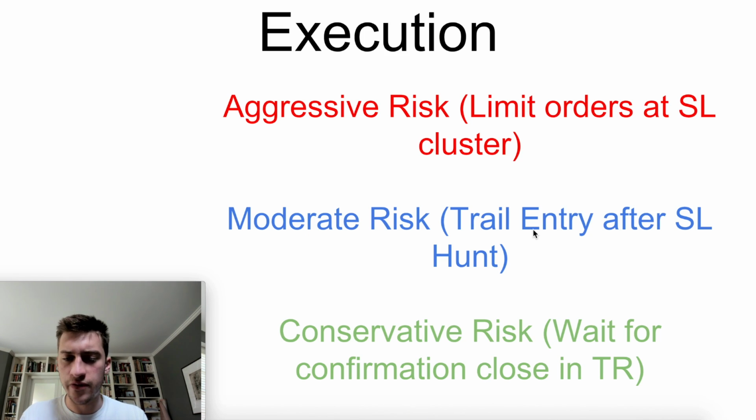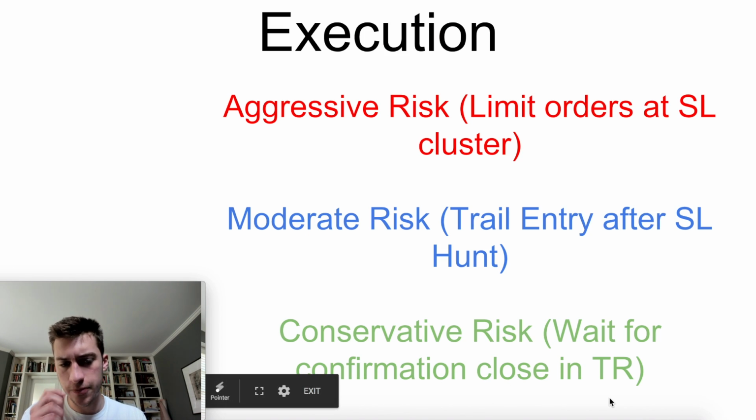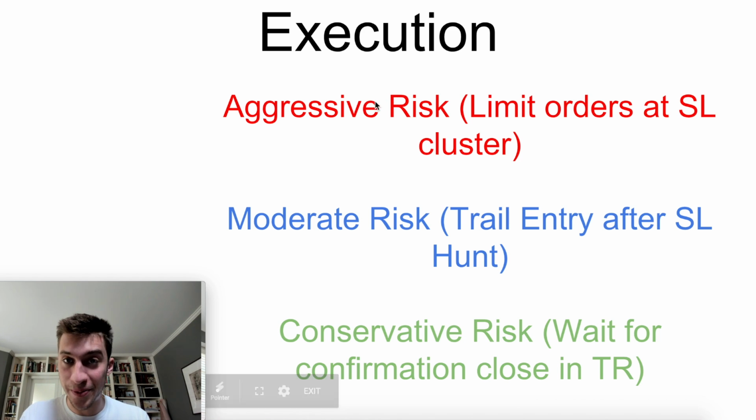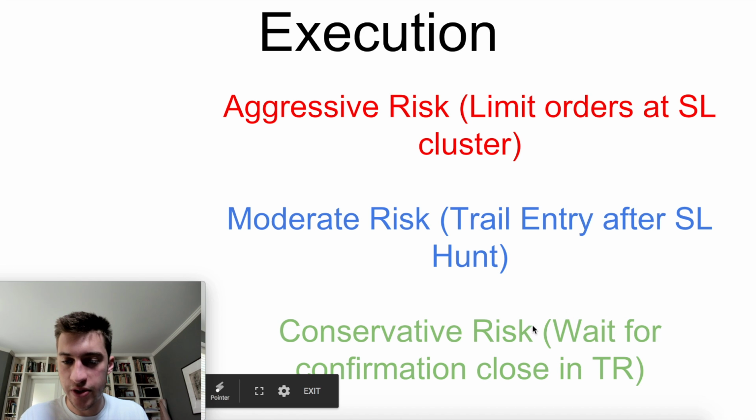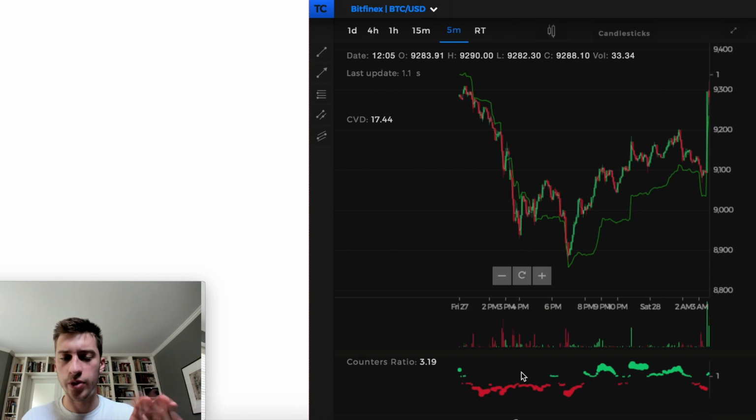Then the most conservative is just wait for confirmation close in the trading range. So this is going to be the highest probability for success, but the lowest amount of reward, right? The aggressive approach is the lowest probability of success, but the highest amount of reward. Moderate is moderate probability for success, moderate amount of reward. As you can see with how these work. And the conservative risk would be to wait for the confirmation close. Let me show you examples of what that would look like.